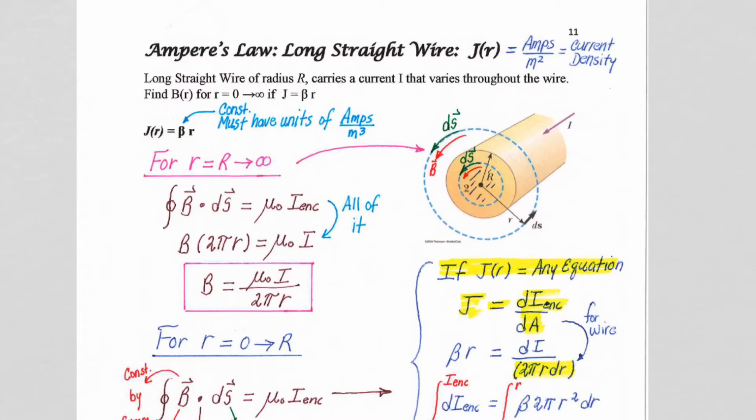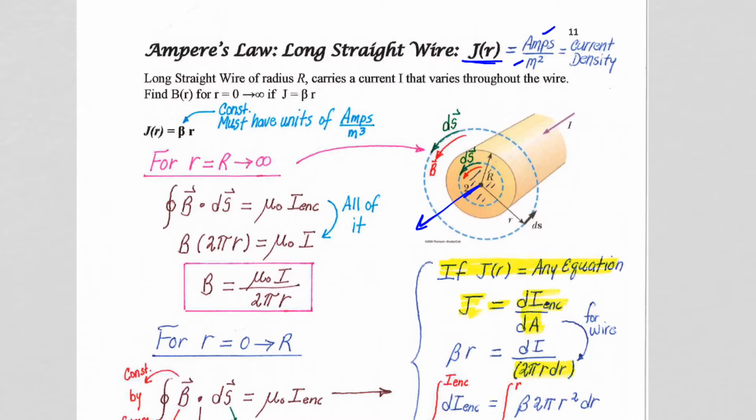In this lesson, we're again going to look at Ampere's law for the long straight wire, but now we're going to have a much more realistic situation for the wire. The current is still coming out of the page for us, but now we're being told that the current density, the amps per meter squared, is not uniform.